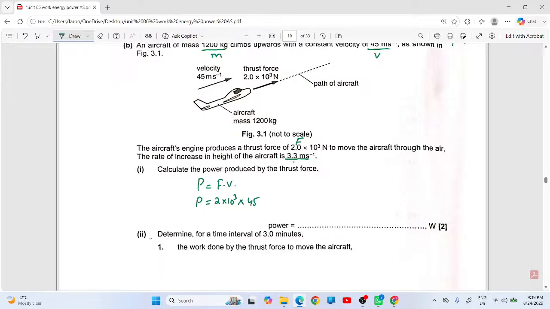This is not the velocity, this is the rate of increase in height. So the unit is the same. Next, 90,000, 90,000. We make it power 3, so this is 9.10 power 4.